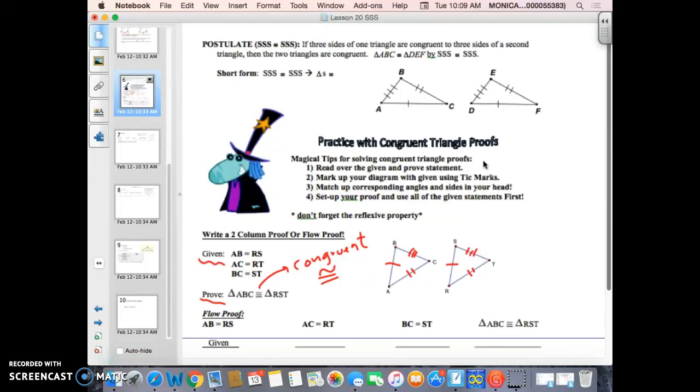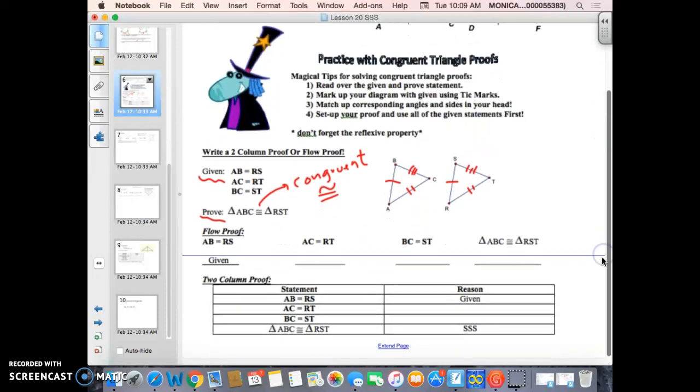So what do they mean by use all of the given statements? Basically what it says. So if my first statement here is that AB is equal to RS, and that was given. The second statement is AC is equal to RT. That's another given statement. And then we were also given that BC is equal to ST. That was given. And since we know all three sides are congruent, we can say that these two triangles are congruent because of the side-side-side postulate. If you know all three sides of a triangle are congruent, then you can also conclude that their angles are congruent. All right, so this is what a flow proof looks like.